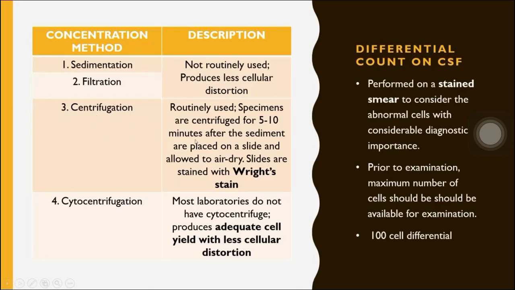Okay, centrifugation. So, I just want to emphasize cytocentrifugation because usually ito na yung ginagamit sa laboratories in the United States of America. So, in here, cytocentrifugation, may production na adequate cell yield with less cellular distortion. So, yung cells dito in cytocentrifugation are contained in a monolayer within 6 mm diameter. Okay, so ang keyword dito for cytocentrifugation is that may production ng monolayer of cells in order to prevent yung overlapping ng mga cells natin.